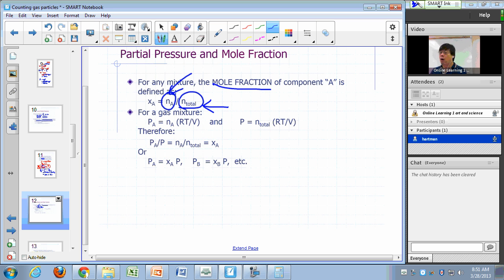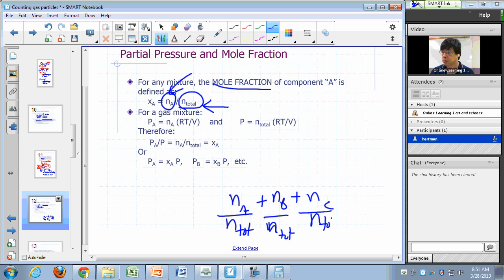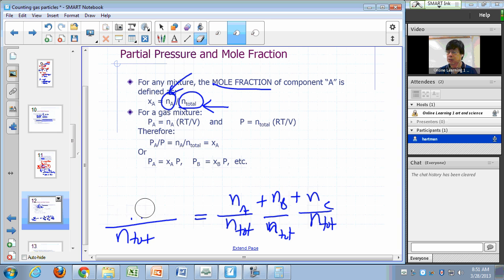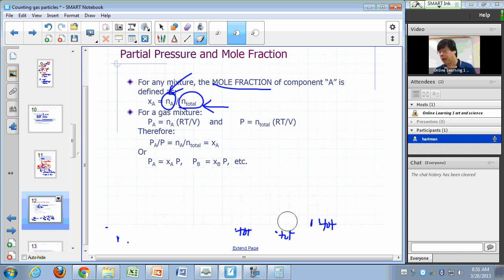So if you add up all the mole fractions of your components in a mixture, they should add up to 1. Because if you have moles of A plus moles of B plus moles of C and so on, over total moles, if you add them all up, you just get N total over N total. That will just be equal to 1. So all mole fractions should add up to 1. Just like percentages should add up to 100%, fractions should add up to 1.